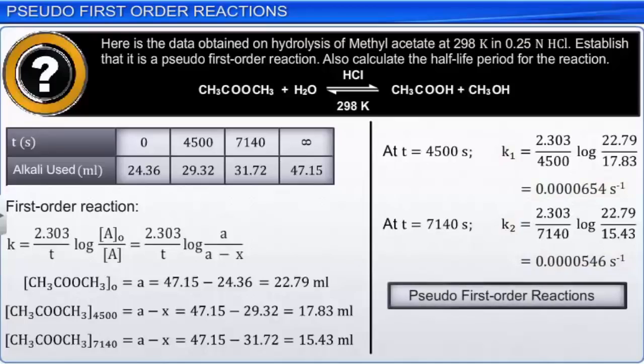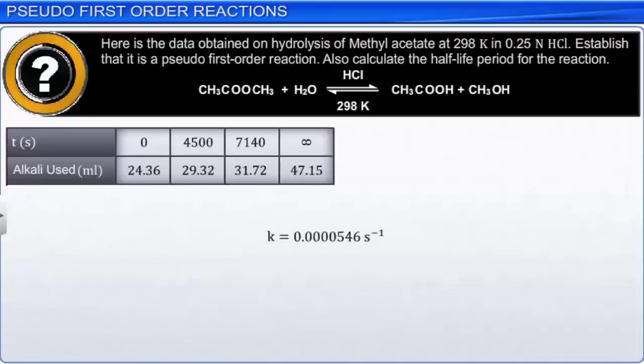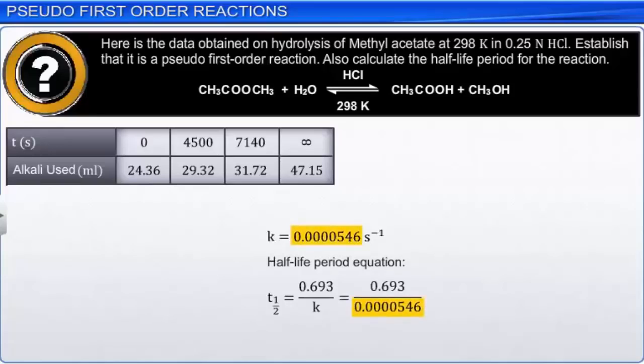In the next step, write the equation to calculate the half-life period. Substitute the value of k in the equation. On solving, we get t half as 12,692 seconds.